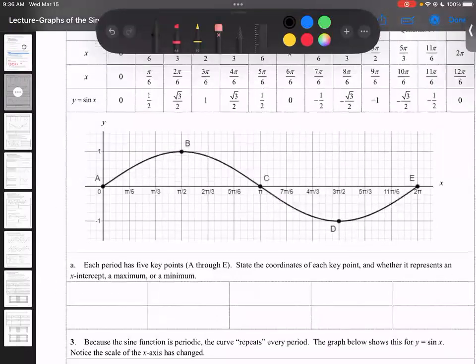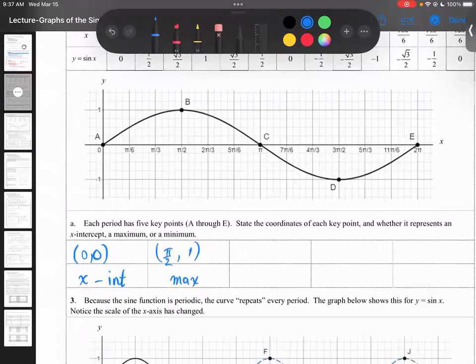Objective 2A, we're going to look at the graph, and I want you to tell me those little black dots right there, is it x-intercept, maximum, or minimum? So the first one is (0, 0). What do you think? X-intercept, right? The second one is (pi/2, 1), right? And then we have (pi, 0), x-intercept again, basically is 0, right? And then part d will be (3pi/2, negative 1), that's the minimum, and then (2pi, 0), that's the x-intercept again.